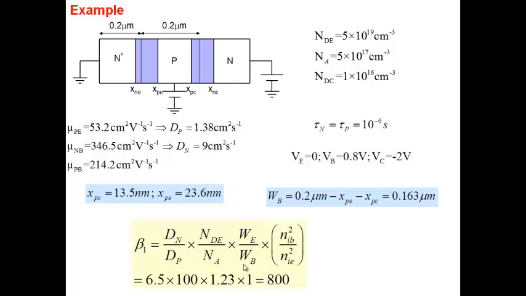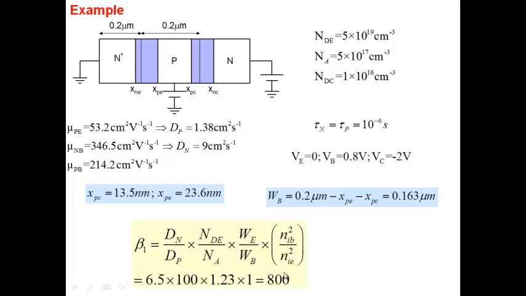So this is 0.2, this is 0.163, and if we multiply all of them together, the DN by DP factor is 6.5, ND by NA is 100, WE by WB is 1.23. And right now, I'm just assuming that because the material is the same, silicon, ni is the same in both regions, so that factor is 1. If you multiply them together, you get a value of 800. So you get a current gain due to the component of holes injected into the emitter of 800.